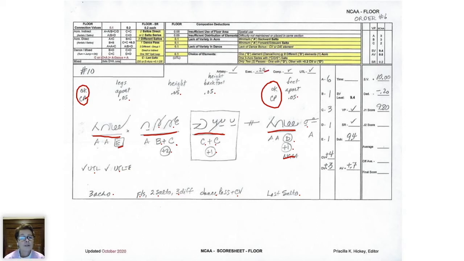She was good in artistry, good in composition. She met her UTL. She had 6 A's, 1 B, 3 C's, 1 D, 1 E, for 4/10 in connection value, 3/10 in DE, for 7 total bonus tenths, for a 10.0 start, and a 9.8 average score.